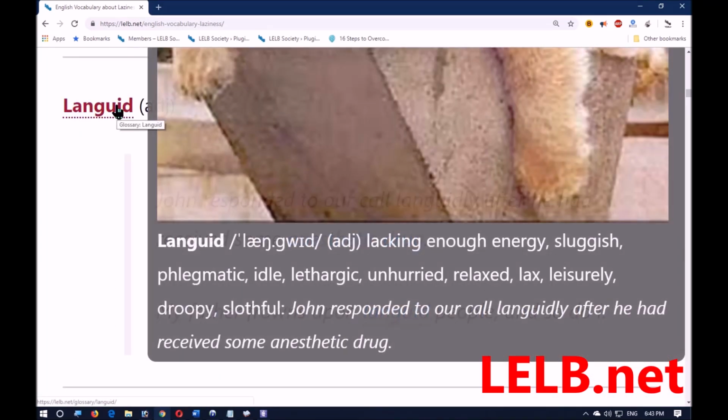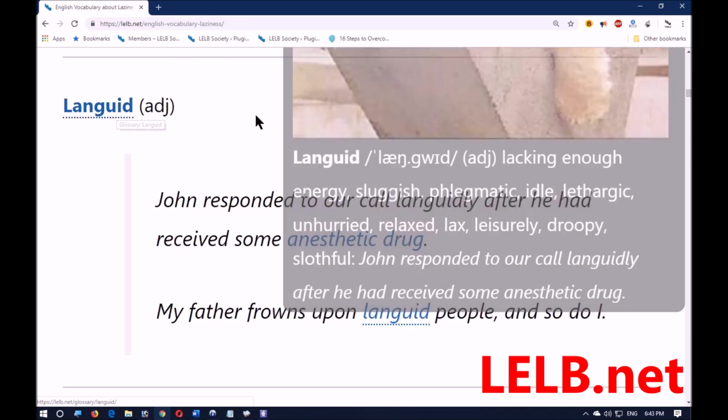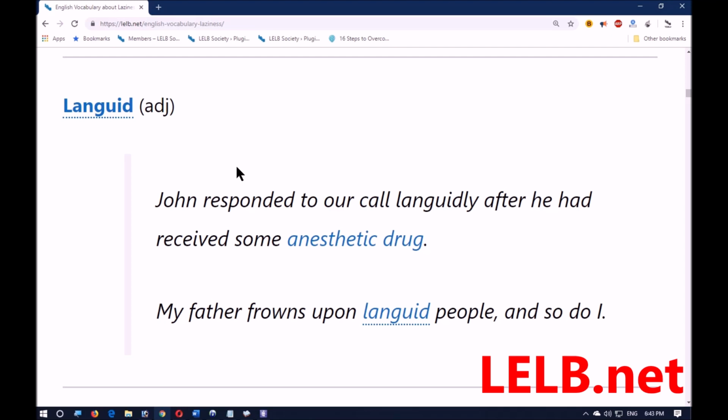Languid means lacking enough energy, sluggish, phlegmatic, idle, lethargic, unhurried, relaxed, lax, leisurely, droopy, slothful. John responded to our call languidly after he had received some anesthetic drug. Pay attention to this structure, after he had received, past perfect tense, because two actions happened in the past and one of them happened before the other one.